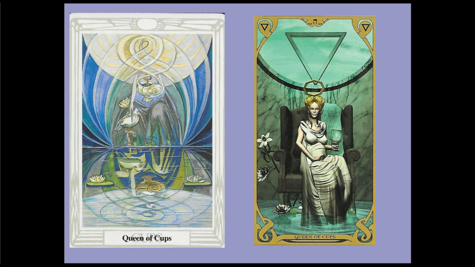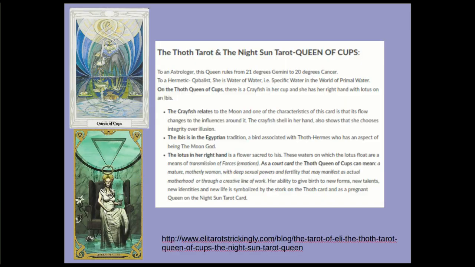Now, okay, she's pregnant. This is a mother goddess who brings forth children and things like this, and we'll look at this more specifically with details. So here's an explanation from Eli Tarot. He has a really interesting explanation of this. The Thoth Tarot and the Night Sun Tarot, those are different decks.